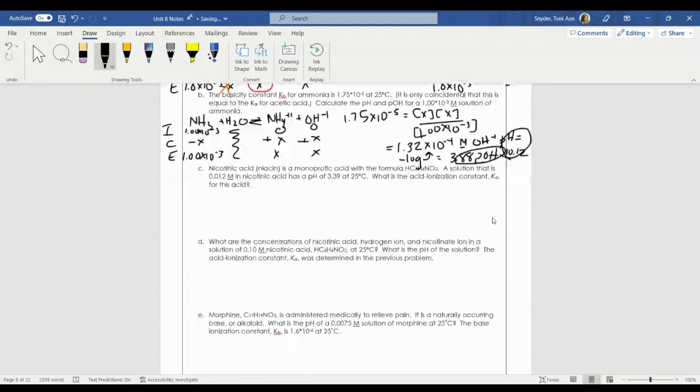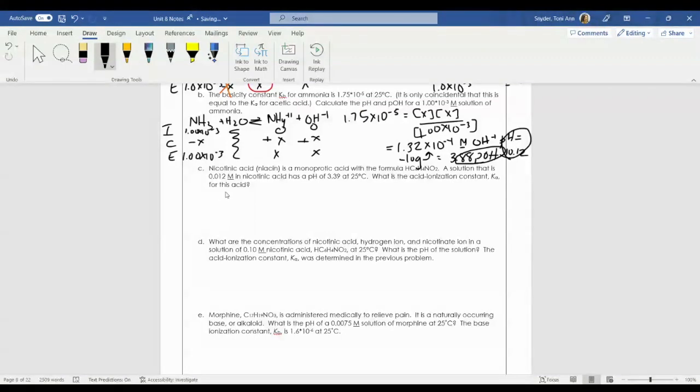C, nicotinic acid or niacin. I use it a lot in vitamins. Is a monoprotic acid. Monoprotic, so that's one. Mono means one. Protic, of course, is a proton. With a formula of HC6H4NO2, a solution that is 0.012 molar in nicotinic acid has a pH of 3.39. What is the Ka for this acid?